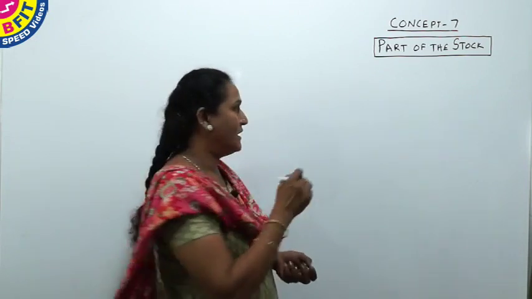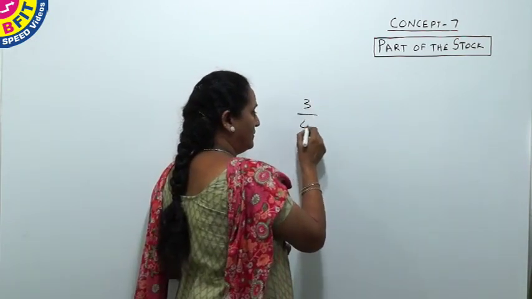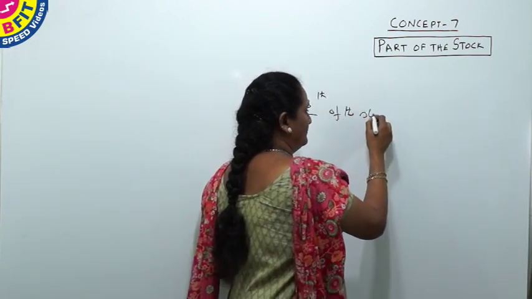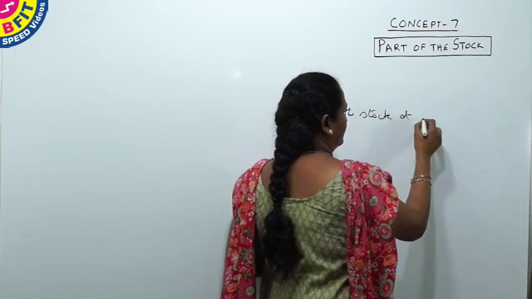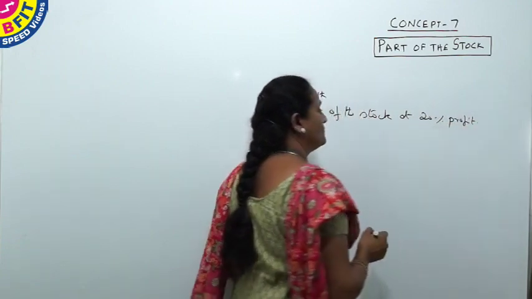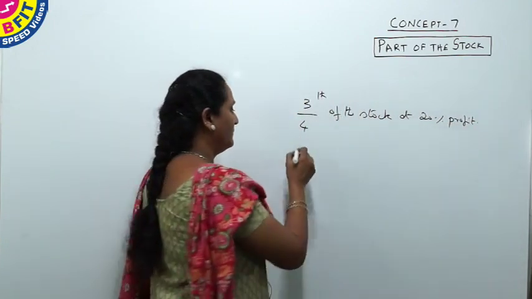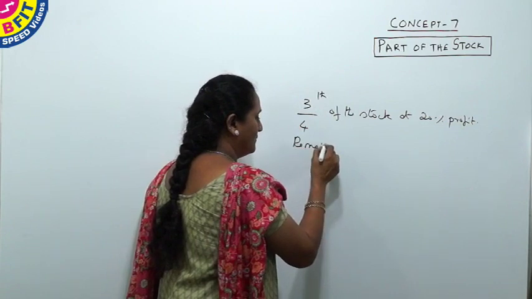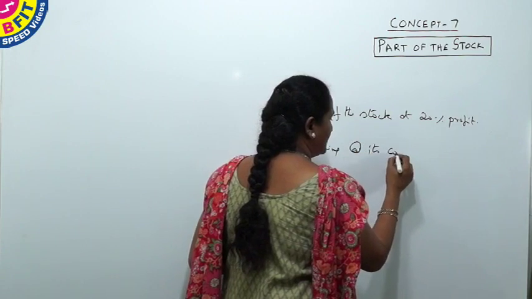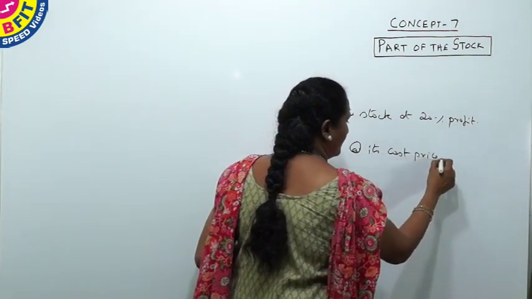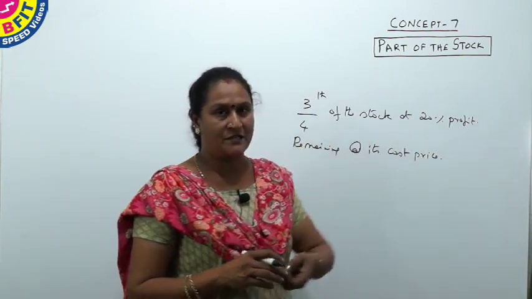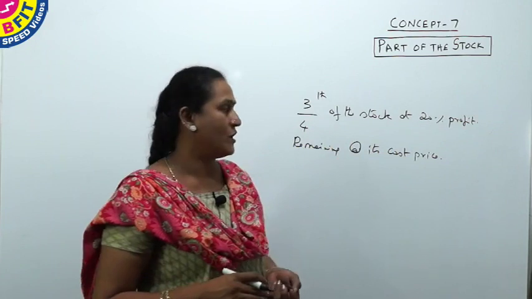So a person sells 3/4 of the stock at 20% profit, and the remaining at its cost price. So the person sells 3/4 of the stock at 20% profit and the remaining at its cost price.